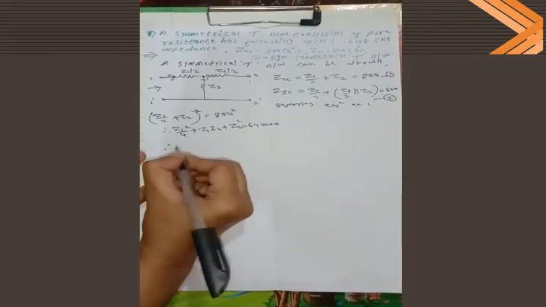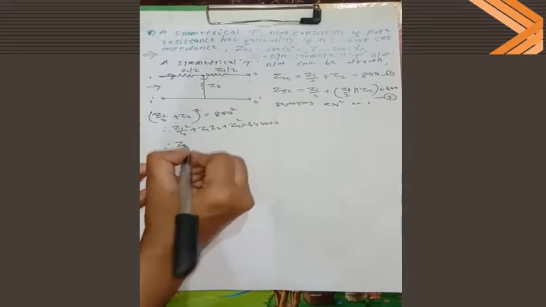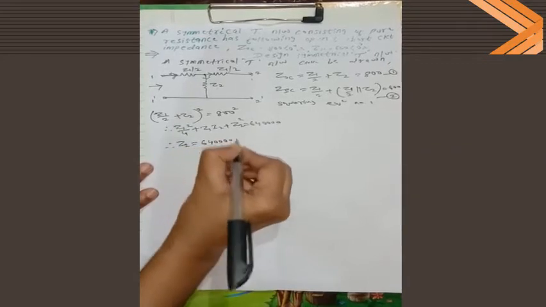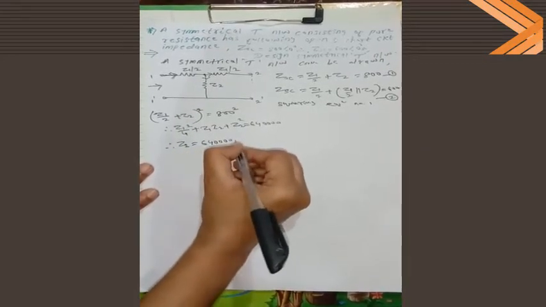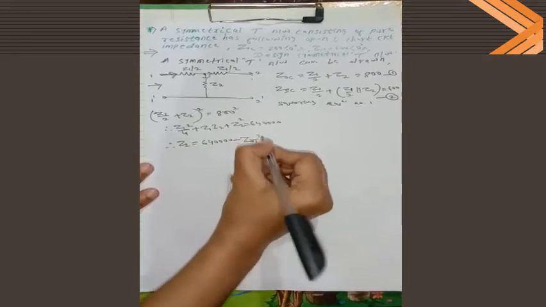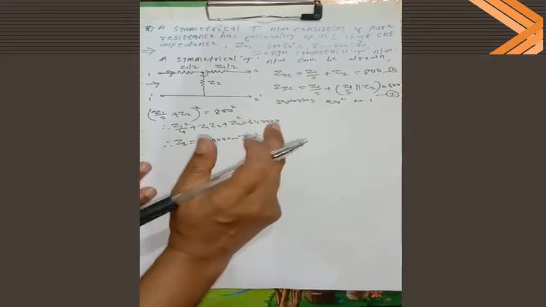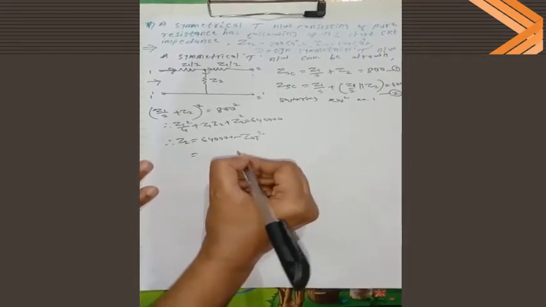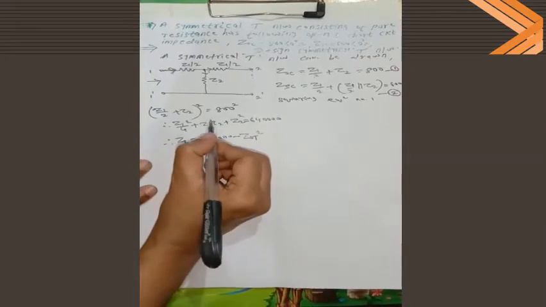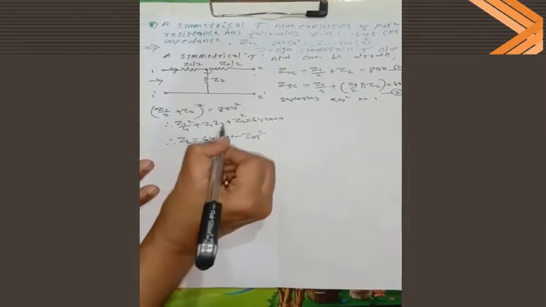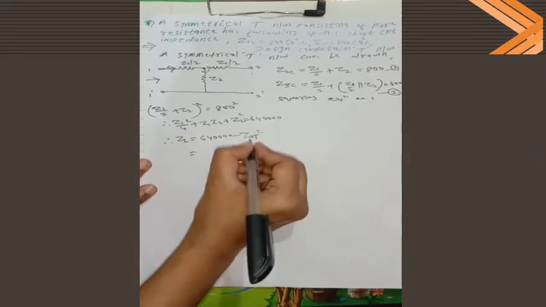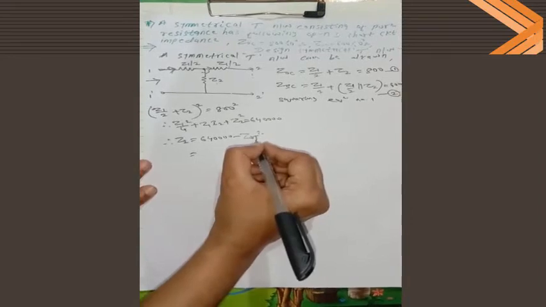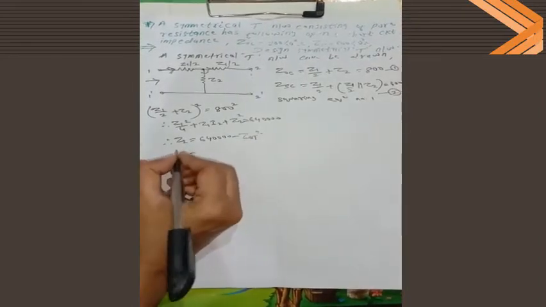Finally, if we simplify this equation, you will get Z2 equal to 640,000 minus ZOT square. How did we get this ZOT? Here, this portion is nothing but your ZOT. So we got this ZOT, which is the characteristic impedance of a T network. Okay, so this is nothing but your Z2.